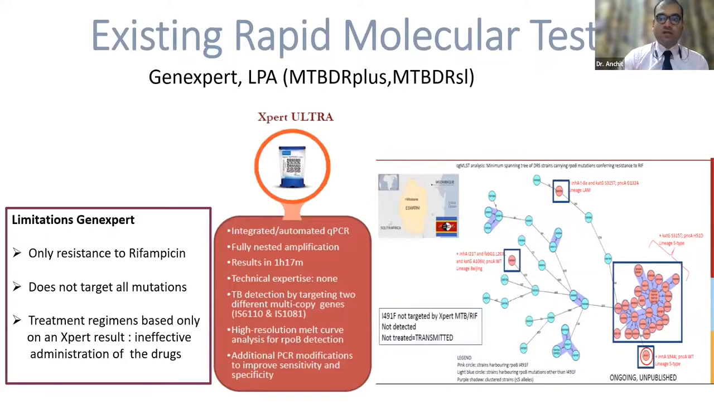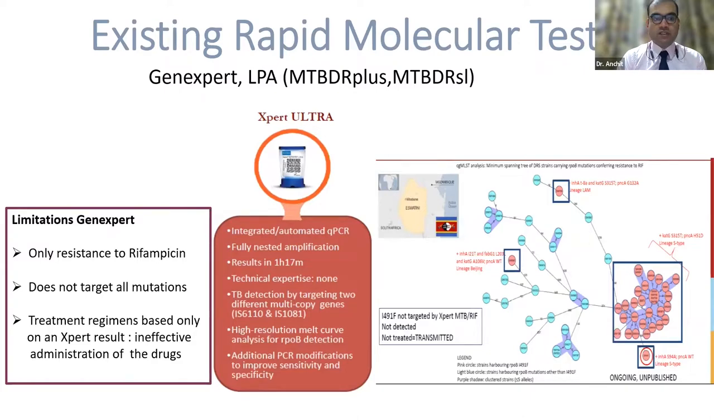I'll just give you a brief idea about the existing genotypic methods. We have something called GeneXpert, which detects the presence of Mycobacterium tuberculosis DNA, and it also detects the presence or absence of resistance to rifampicin. So as you can see, it is limited only to rifampicin.